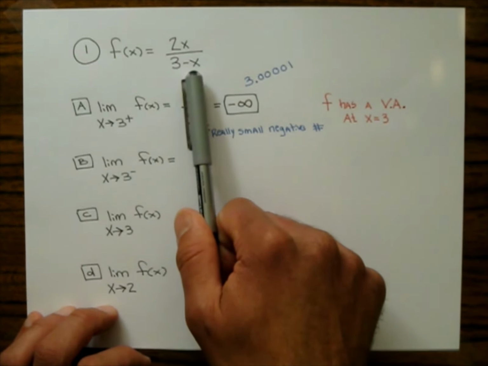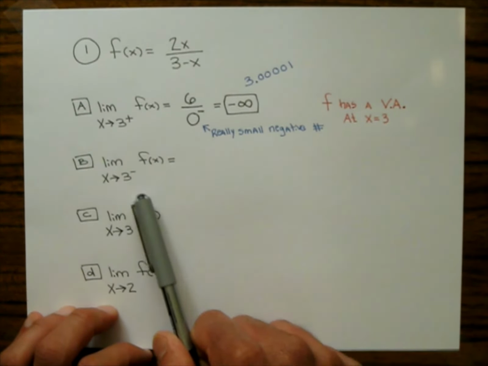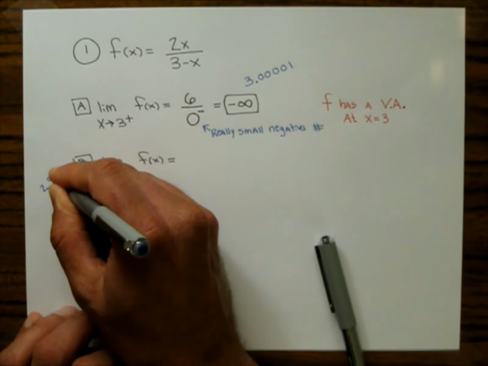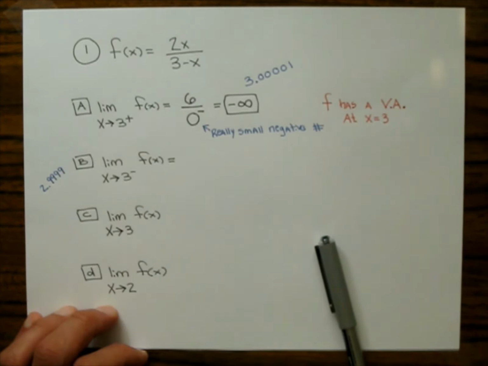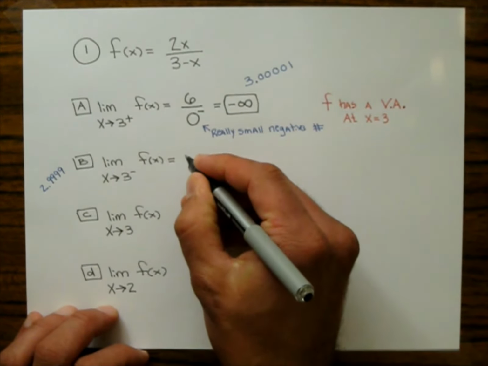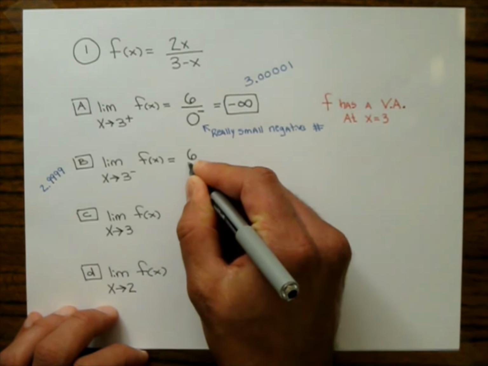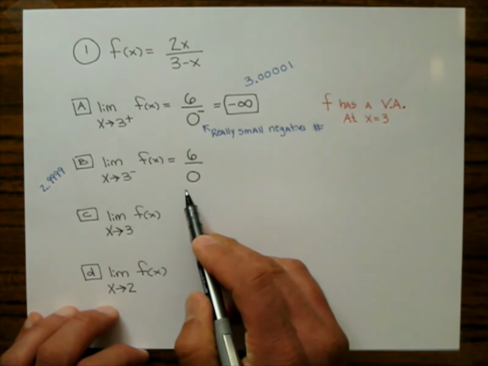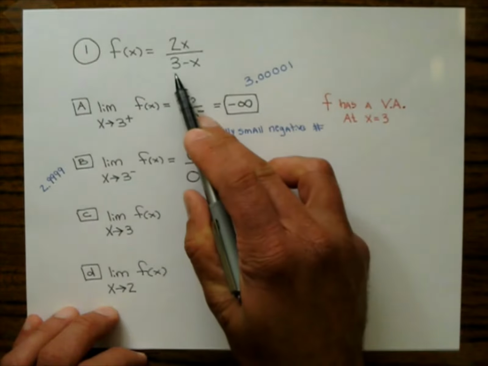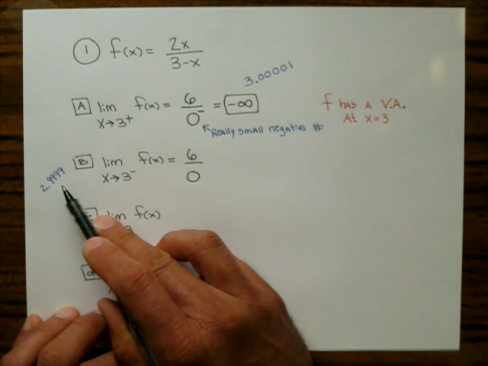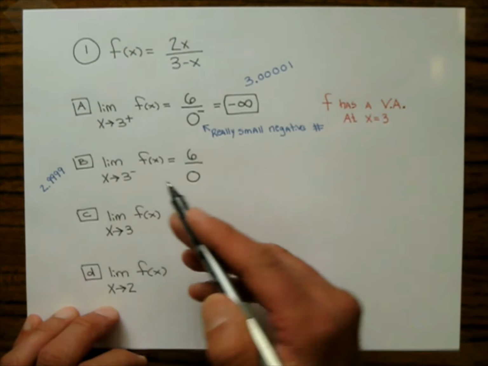3 in. Well, 3 is going to blow up the bottom, so maybe you're thinking in your head 2.9999. And so basically on the top, I'm going to get something that's close to 6. So I'll say 6 over 0. But we don't really want to have 0. What is 3 minus 2.9999? Well, it's going to be a really small positive number.